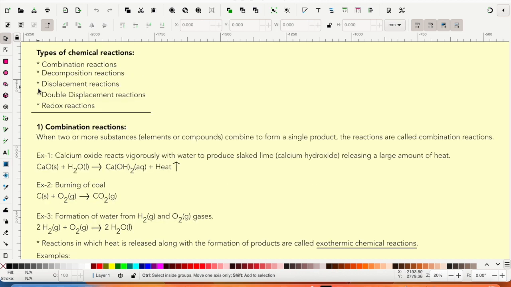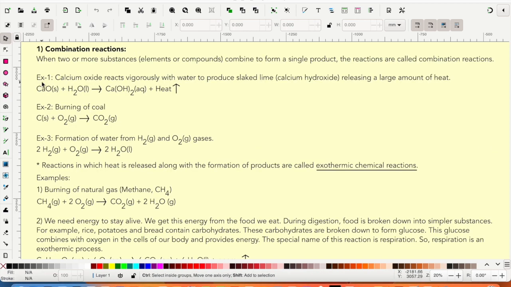There are 5 types of chemical reactions. These are combination reactions, decomposition reactions, displacement reactions, double displacement reactions, and redox reactions. We will see them one by one. First one is combination reactions. When two or more substances combine to form a single product, the reactions are called combination reactions. Let us see some examples of it.